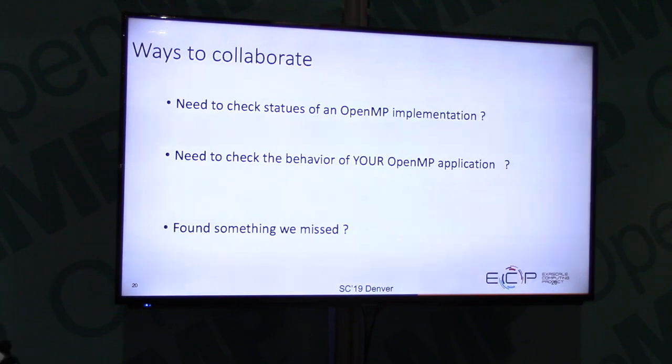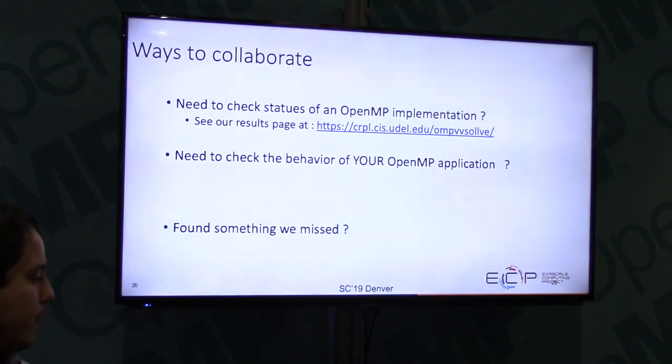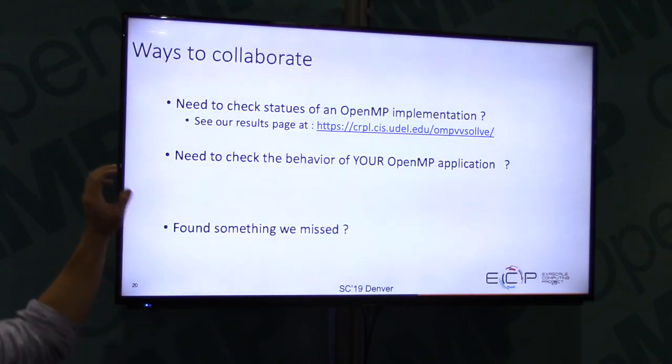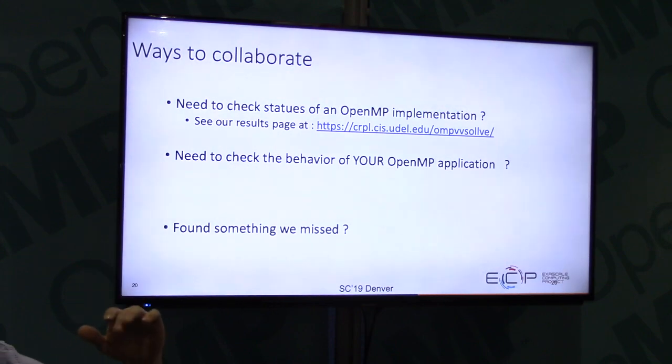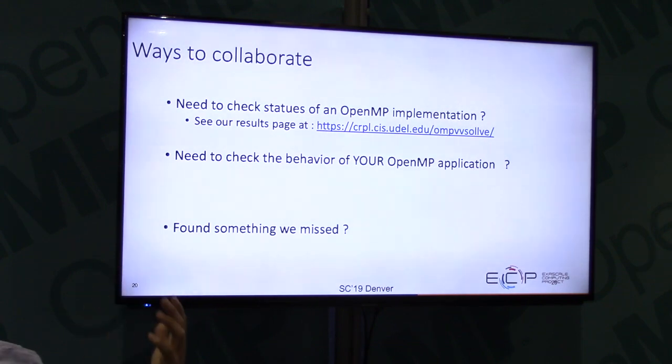So if you need to check the status of our implementation, you can go into our website. If you need to check the status of some particular implementation, go into our website, go into the results. You can filter by system, you can filter by compiler. You can click on it. It will pop up a new window. It will show you what the output was, what was the issue.